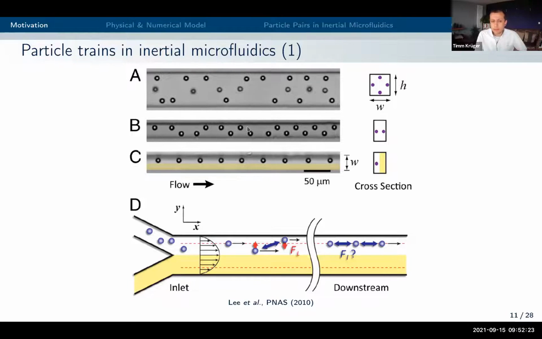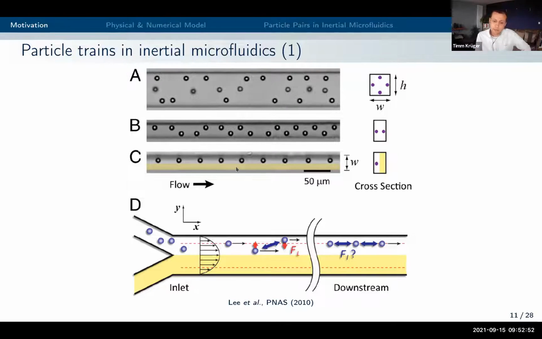Then what you will often find is that you have a staggered train of particles. And this is, of course, much, much better for microfluidic applications because you can rely on a relatively constant distance between particles in flow direction. That is important. Okay, so the motivation is really, how can we use inertial microfluidics for microfluidic applications where the cell spacing along the flow direction is important?